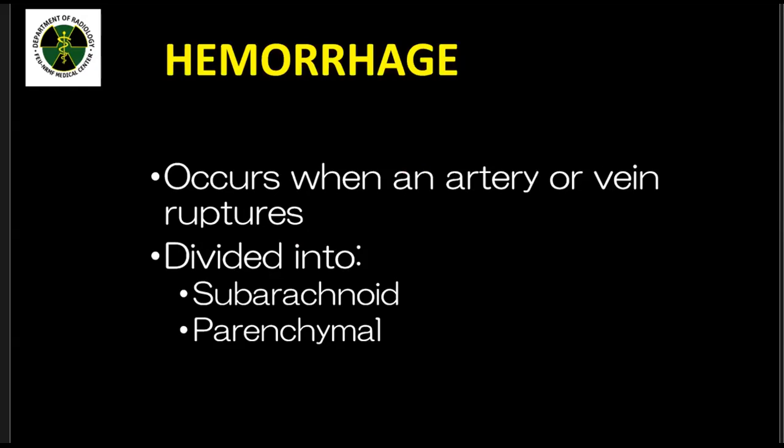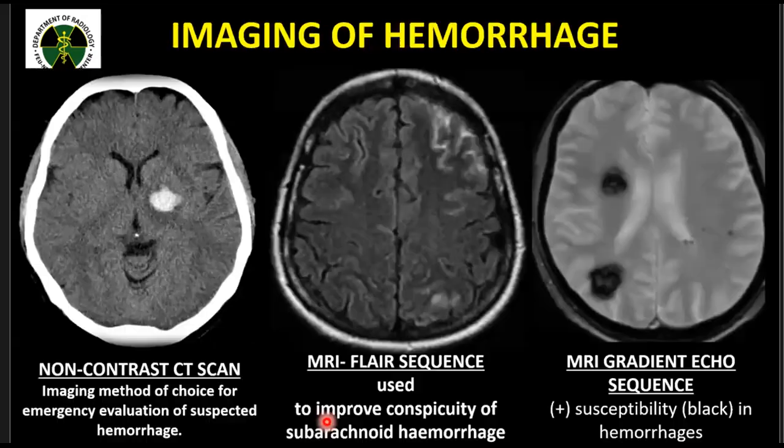So hemorrhage occurs when an artery or vein ruptures. It is divided into subarachnoid and parenchymal. Non-contrast CT scan is the choice for emergency evaluation of suspected hemorrhage. Although acute blood can sometimes be challenging to detect on routine MR, sensitivity is excellent when FLAIR is used for subarachnoid hemorrhage. So FLAIR is for subarachnoid hemorrhage.